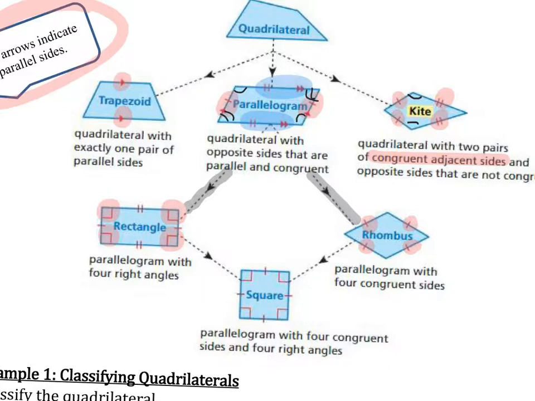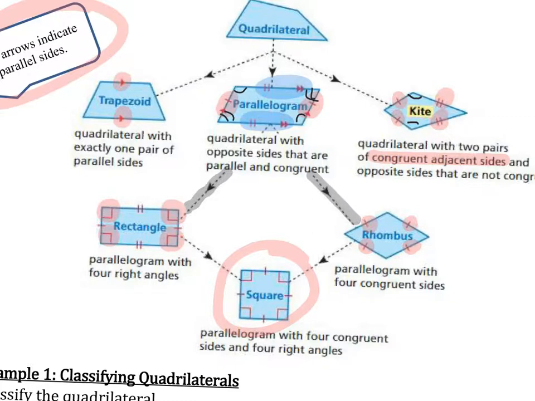So the rectangle is a more specific parallelogram, the rhombus is a more specific parallelogram, but in reference to the sides. Now, if we take those 2 and kind of mesh them together, that's where we get our square. So it's a parallelogram with 4 congruent sides and 4 congruent angles.